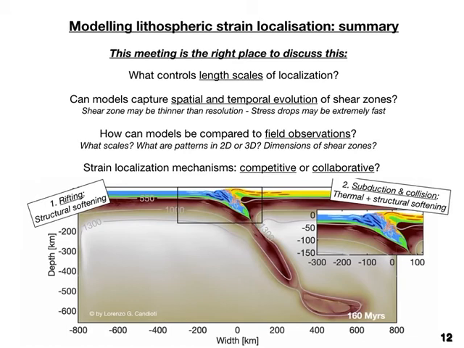Another point about strain localization mechanisms is, are they competitive or collaborative? As I was stating before, most mechanisms are studied independently, and it's now time to start studying them together to see if they are in competition or if they collaborate together.